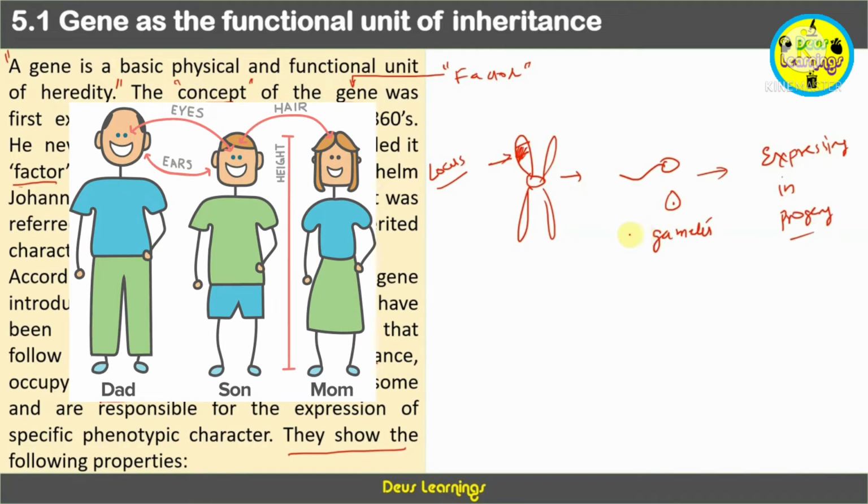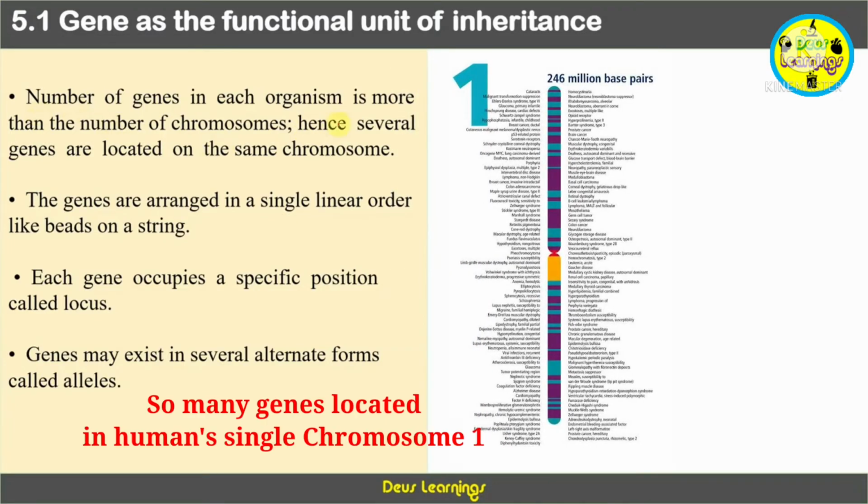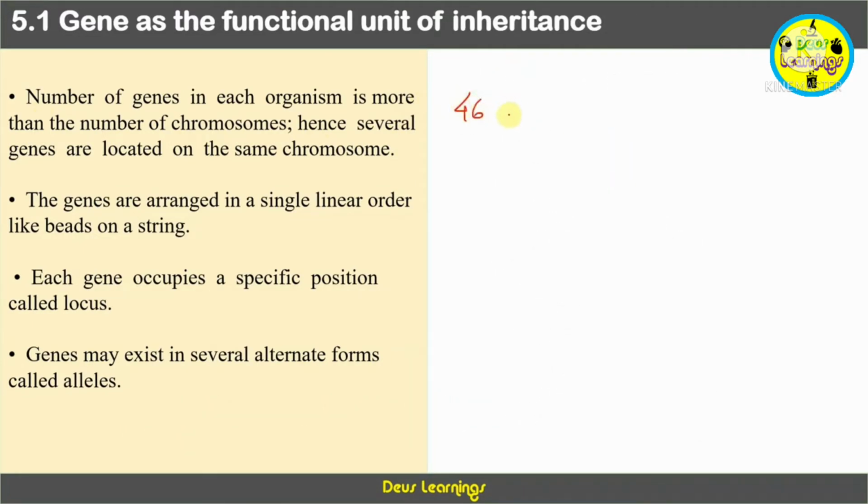Now, the number of genes in each organism is more than the number of chromosomes. Hence, several genes are located on the same chromosome. This is very crucial. For example, we have 23 pairs of chromosomes, or 46 chromosomes. But if you compare genes, we have more than 3000 genes.